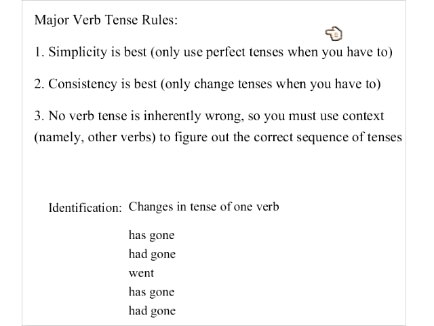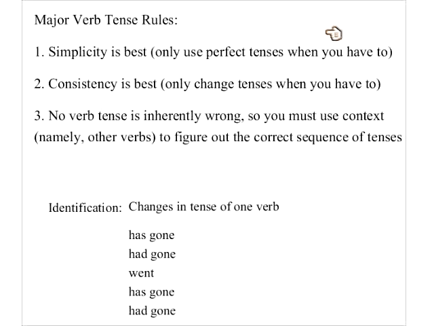So the first rule, simplicity is best. Only use those perfect tenses when you absolutely have to. If you can stick, glad to hear it, Dinesh. If you can stick to the simple present, simple past, simple future, that's always best. Second, consistency is best. Okay? And I'm going to relate this to number 3. Let me go on to rule 3, and then I'll sort of relate it backwards.